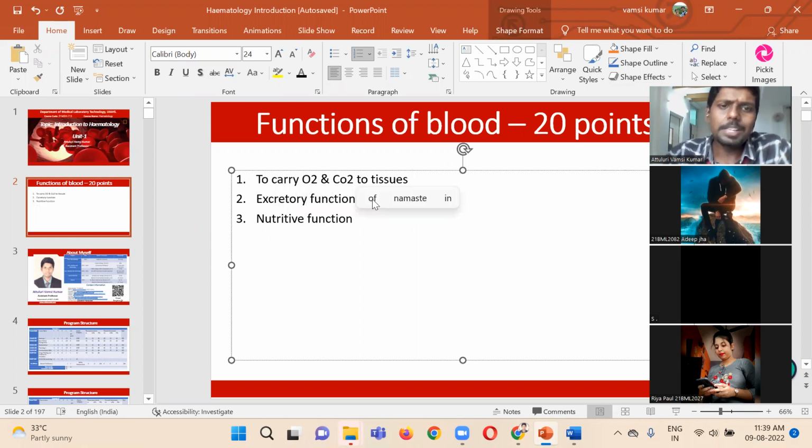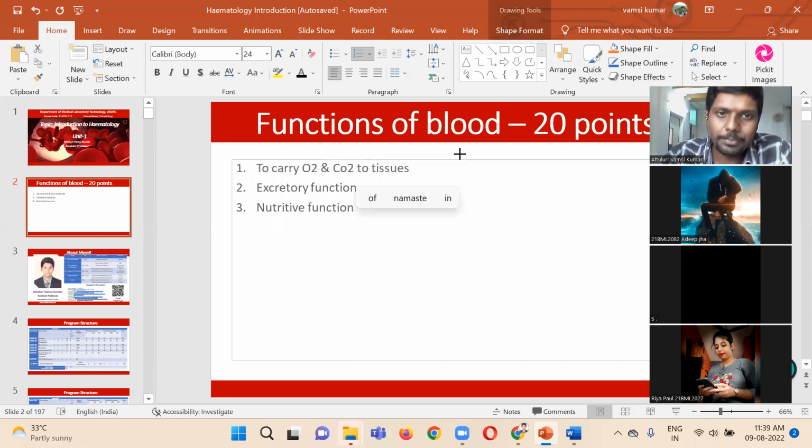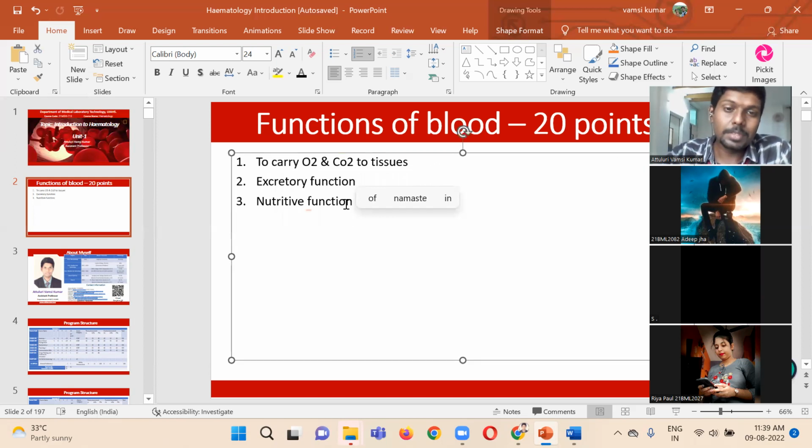So here, all the nutrients that the tissues request will be supplied by the blood. Then the blood will also act as a transport of various types of biomolecules to the body tissues. So that is a transport function. Then is there any other function of blood apart from this? Excretory function, nutritive function, transport, carrying of oxygen and carbon dioxide.